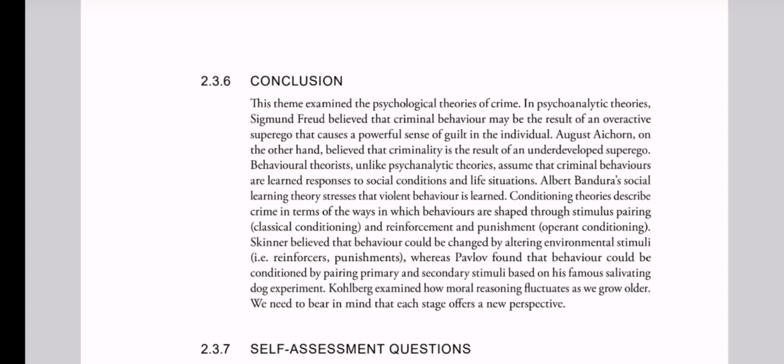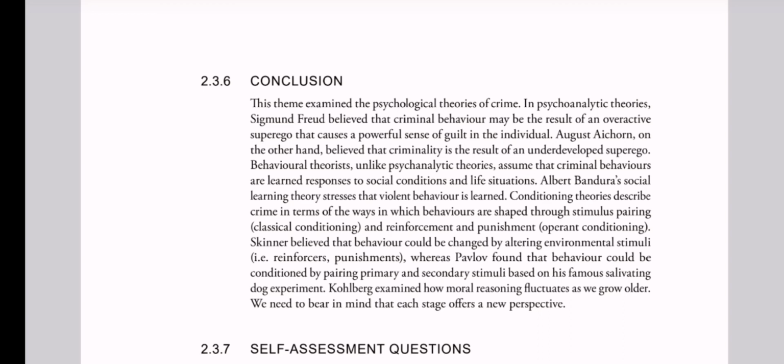Behavioral theorists, unlike psychoanalytic theorists, assume that criminal behaviors are learned responses to social conditions and life situations. Albert Bandura's social learning theory stresses that violent behavior is learned. Conditioning theories describe crime in terms of the way in which behaviors are shaped through stimulus pairing, classical conditioning, and reinforcement and punishment, operant conditioning.